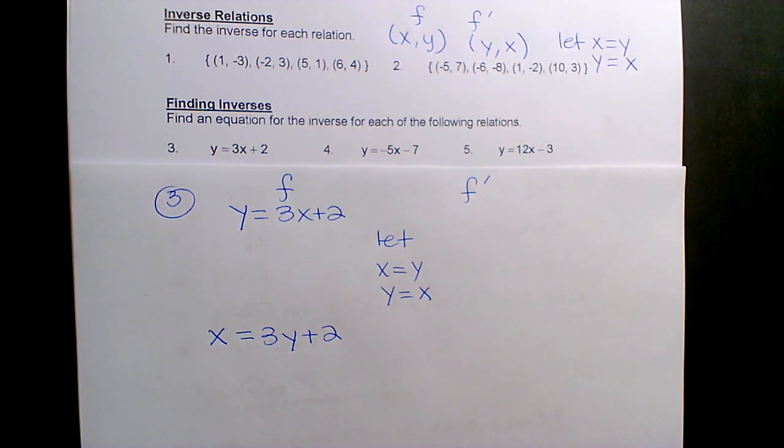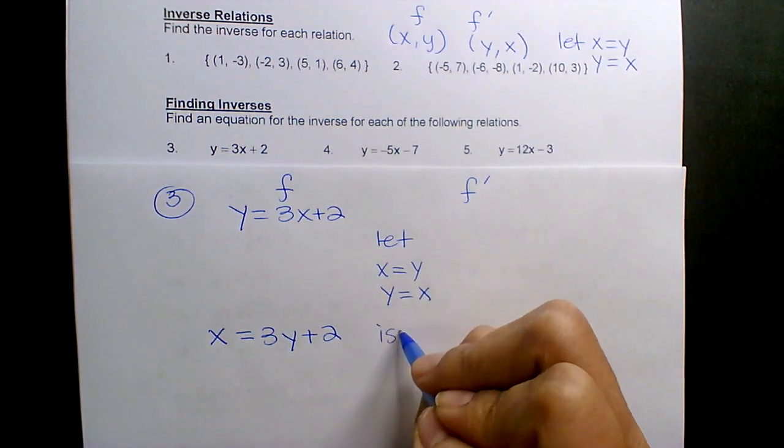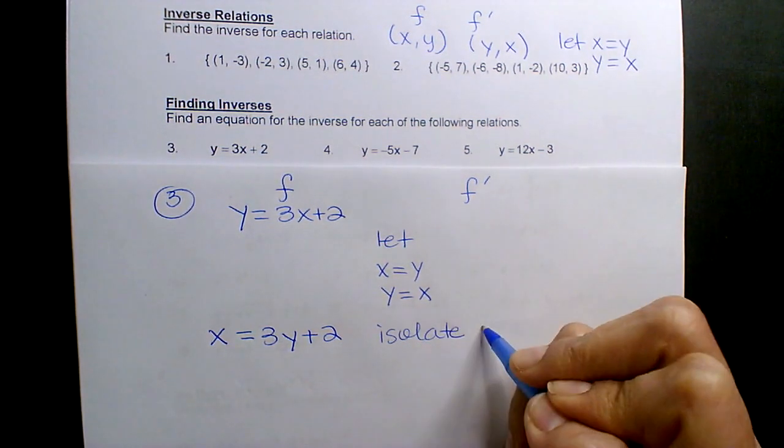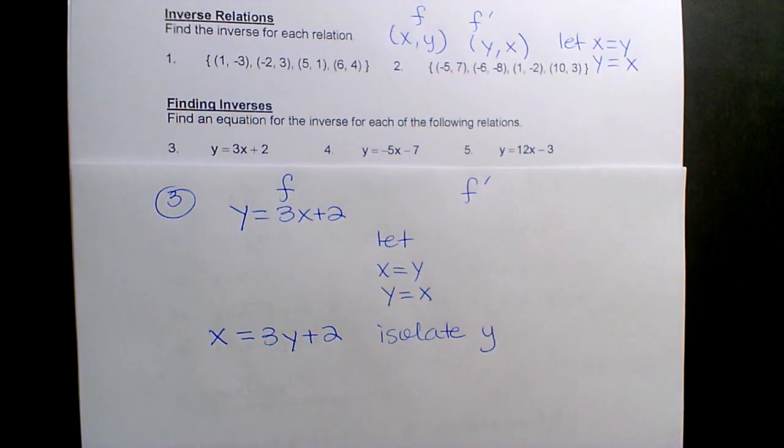And it's a linear function, so I only have one x and I only have one y, but in other functions you can have multiple, but you switch. Now what you do is you isolate the y. So now solve. And so essentially you have a 2-step equation. I need to get y by itself. Once you get y by itself, that's your inverse function.